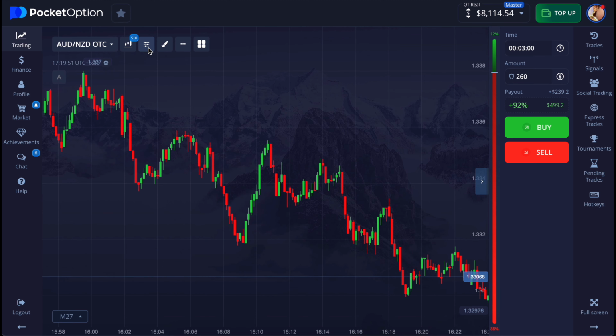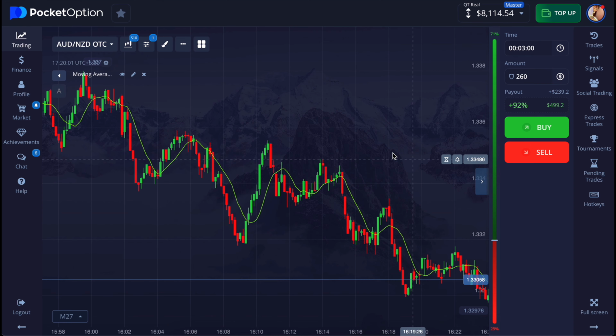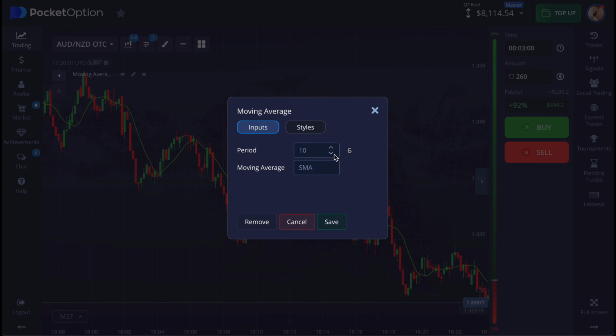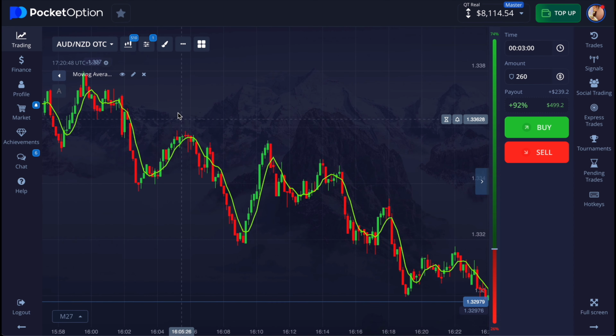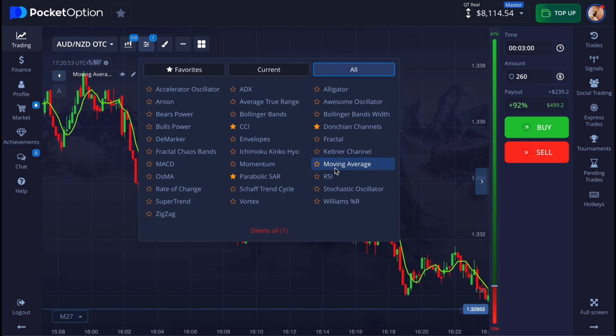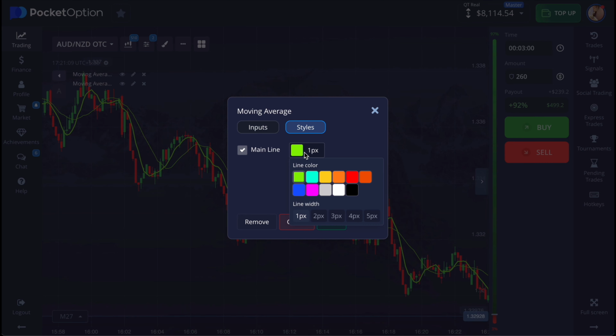So first of all, go to the settings of indicators and add the moving average. Now go to the settings of moving average and set the period to 6. And here we will keep the color of the main line green, just make it 2px. And then save it. After this we have to go to the indicators settings, and add the moving average line once again. And then go to the moving average settings, and set the period to 14. And in the colors settings we will set the color of the main line to white. And make it 2px. And then save it.